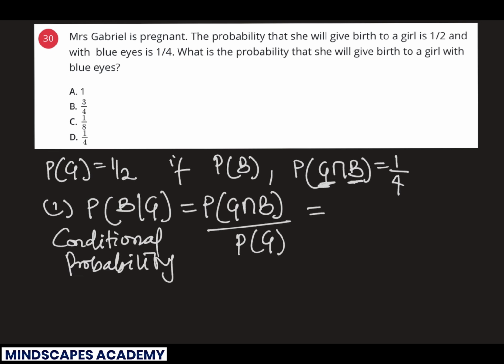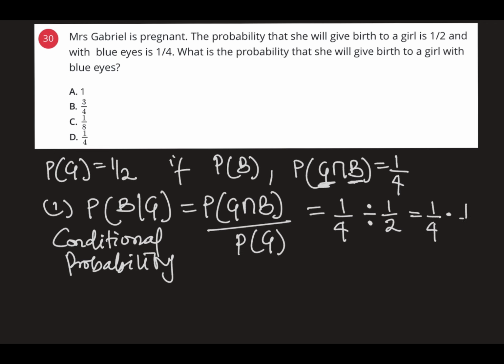So the probability of giving birth to a girl and with blue eyes was given to be 1 divided by 4, and divided by the probability that the child is a girl, 1 divided by 2. So that is 1 divided by 4 multiplied by 1 divided by 2. That is 1 divided by 8. Right? So that is one solution.